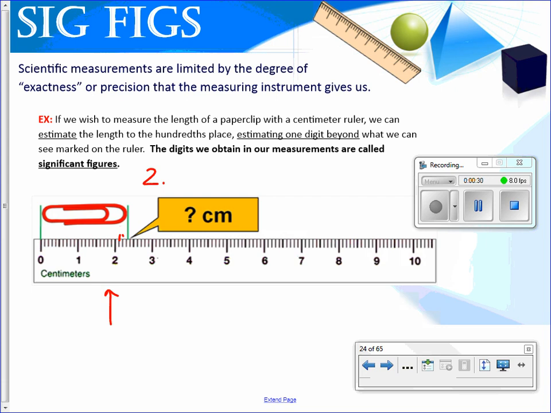So we'll read this as 2.1, 1, 2, 3, and it looks like it's just a little bit in between that 3/10 and 4/10 mark. So I'll put a 5 here, and we would record that as 2.35. We're estimating one digit beyond what's marked on the ruler. We call this term significant figures.